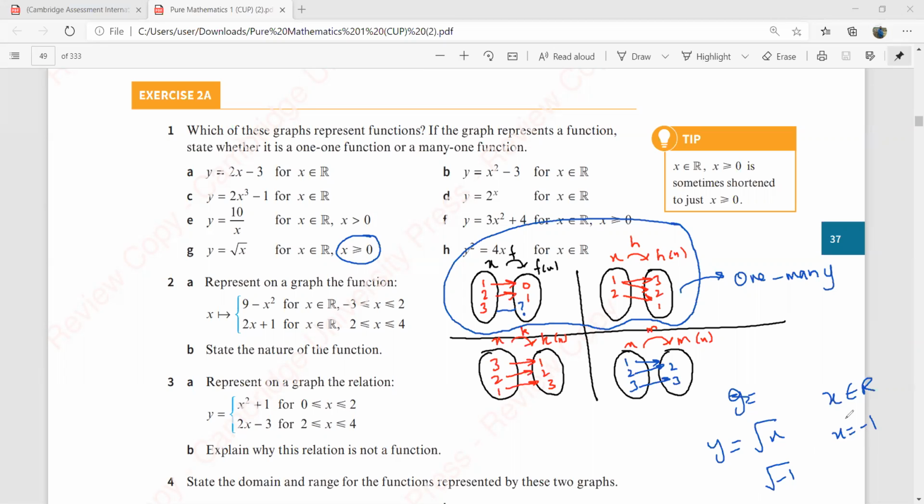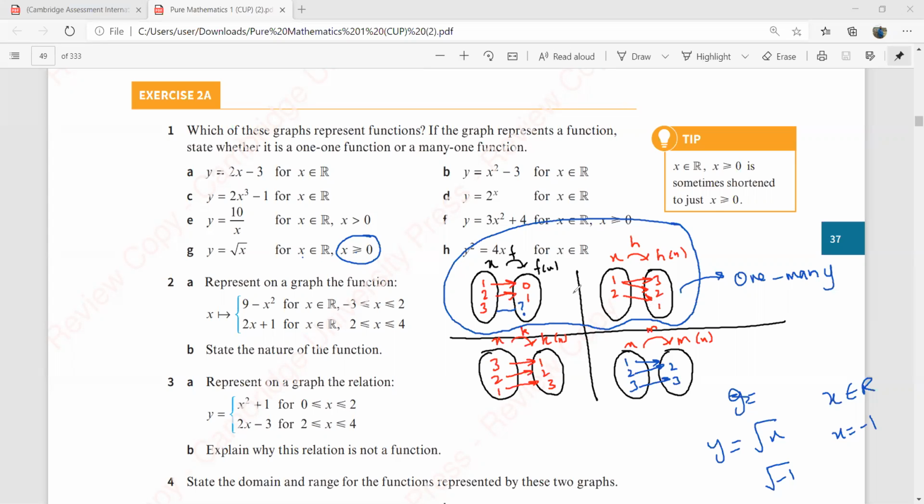You have seen that this is clearly mentioned in many cases where your function gets undefined, so this has to be mentioned. In this, he has told you that x is all real values, but x is positive as well. So that means you have to take all the positive real values as the domain for this function in part G.